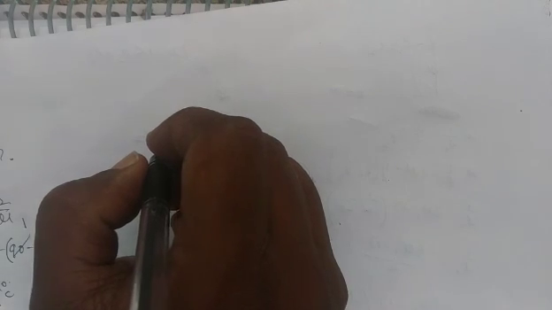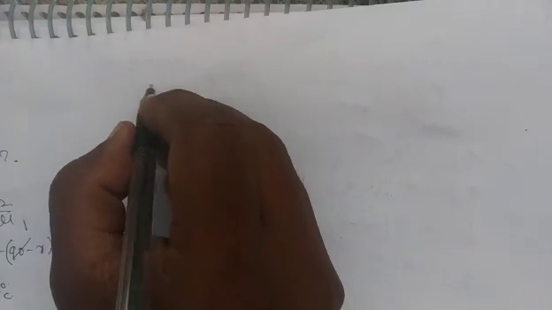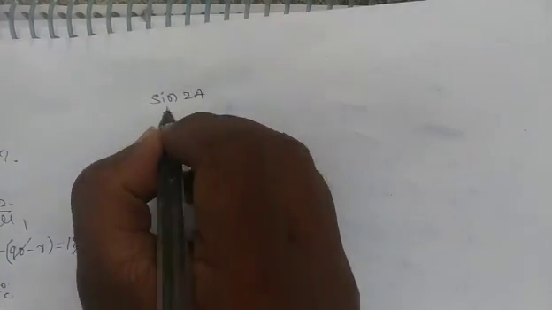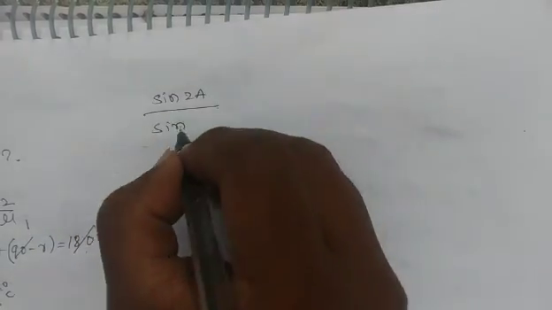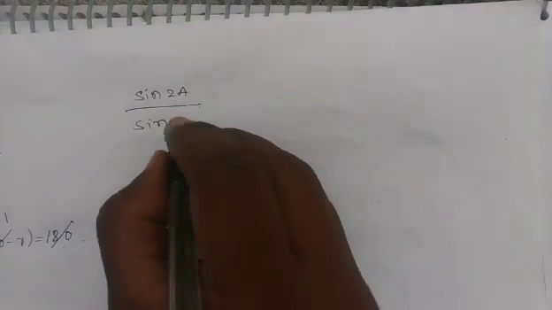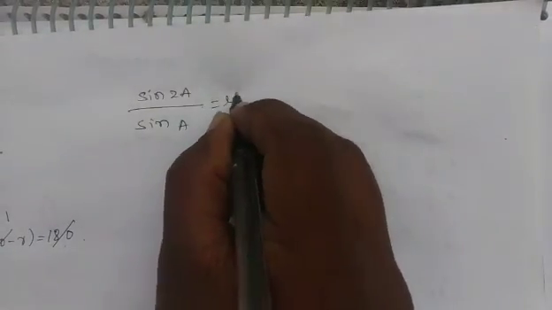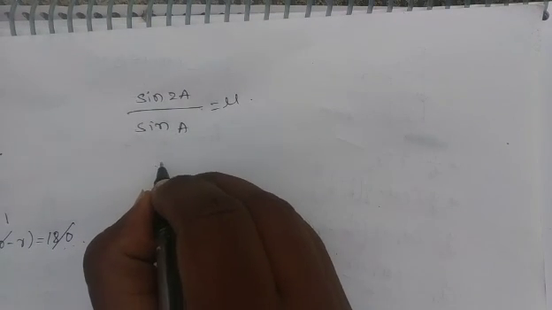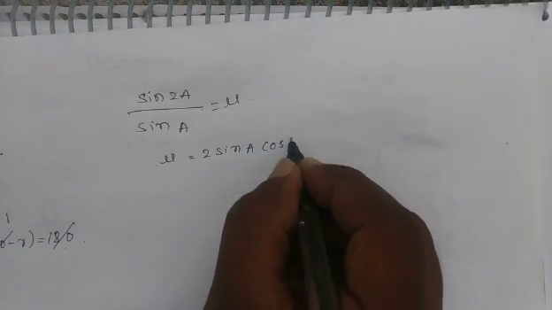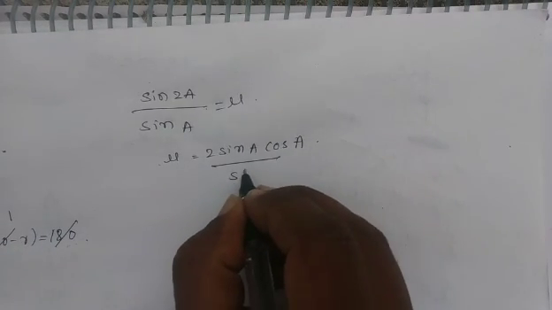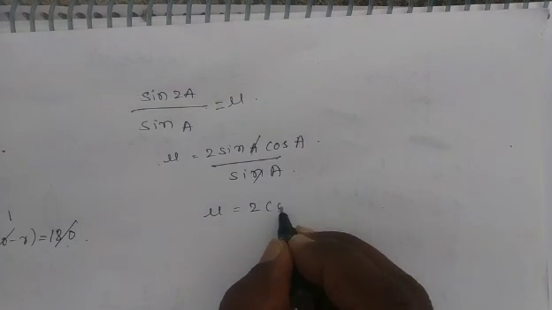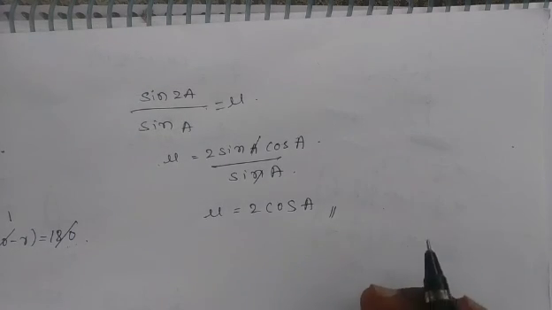Next, for refraction at the first surface, according to Snell's law, sin I value is sin 2A, and sin R, where R is equal to A. It means sin R is sin A, so the refractive index mu is equal to 2 sin A cos A divided by sin A. So sin A gets cancelled, and mu is equal to 2 cos A. So this is the answer.